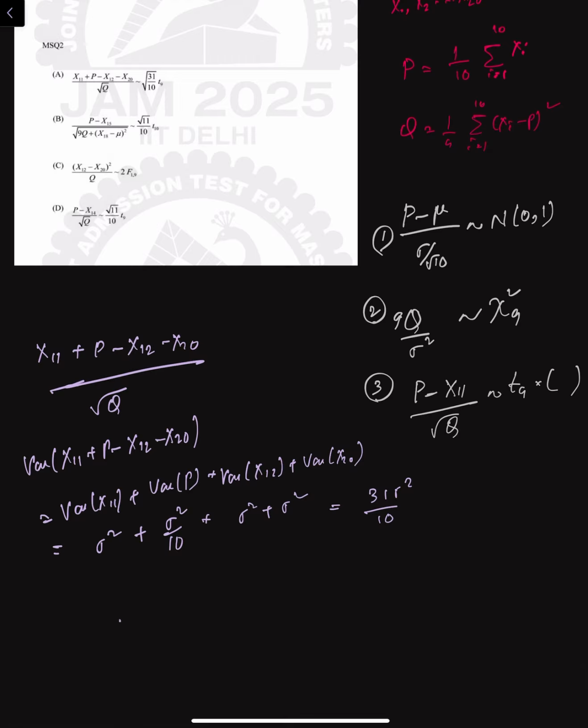So when we divide by this square root of q, we already have 9q by sigma squared following chi-square 9.